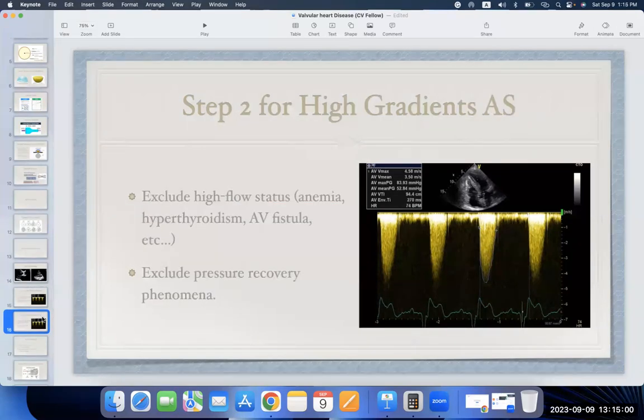However, it's very important to exclude high flow states like anemia, hyperthyroidism, aortic valve stenosis. Make sure that you don't have a pressure recovery phenomenon in this patient. And we'll talk about this later, how to know if this patient has a pressure recovery or not. So these are very important to exclude before you say that this patient has a severe aortic stenosis.